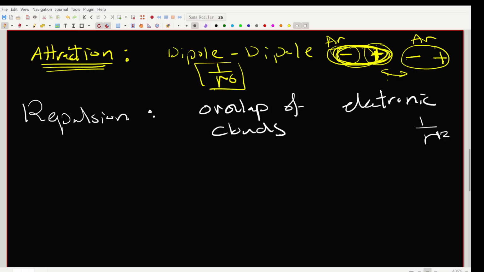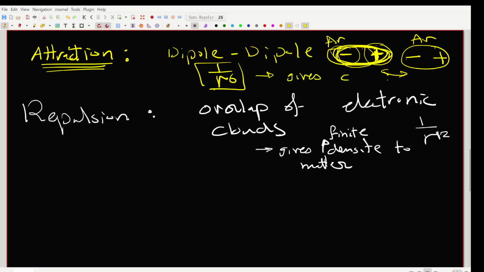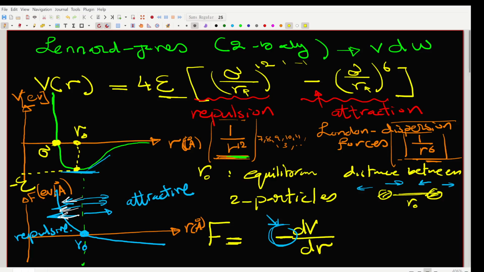Now, in terms of consequences, this repulsion is very important because it gives density to matter, or otherwise everything would have collapsed and everything would have been like one point with infinite density. So the reason why there is finite density to matter is thanks to this repulsion. Meanwhile, and let's go back to the attraction, the consequence of having this attraction is it gives cohesion to matter. If there is no attraction whatsoever, pretty much everything would disintegrate and collapse.